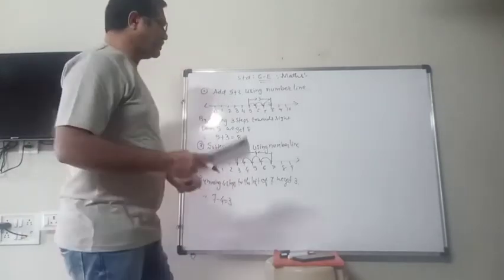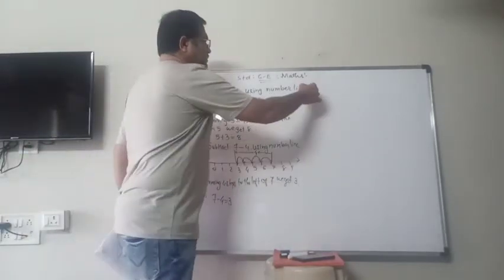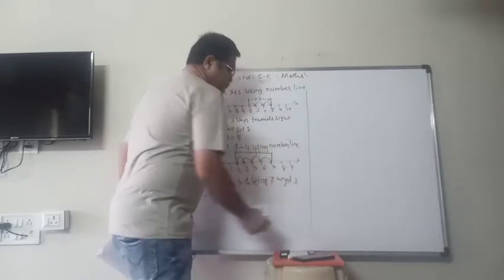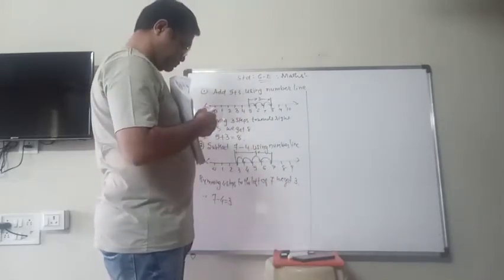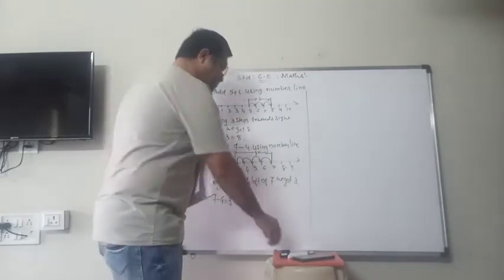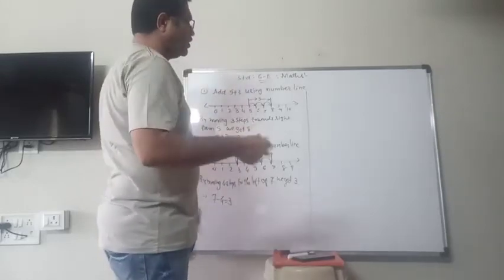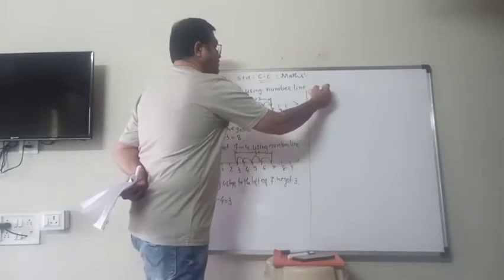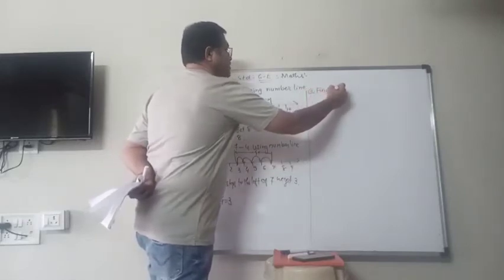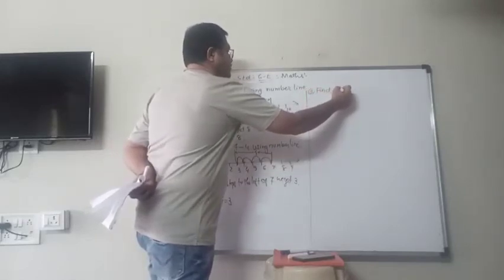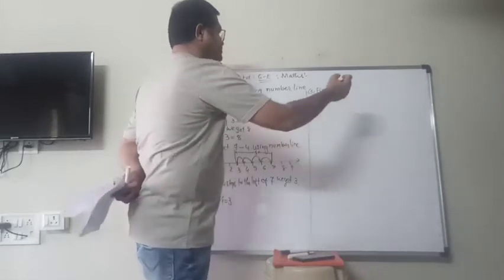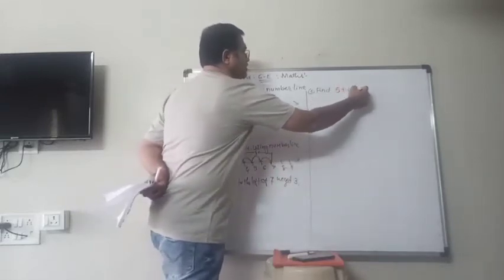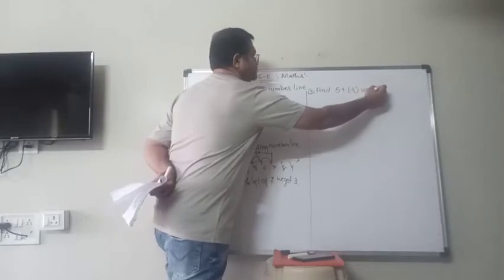But sometimes we know that the two signs plus and minus come together in between, or two minus signs. Find 5 plus minus 3 using number line.